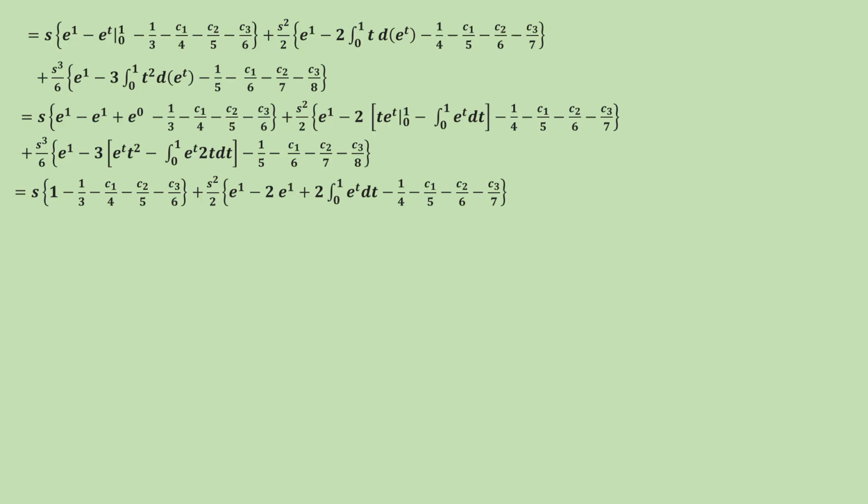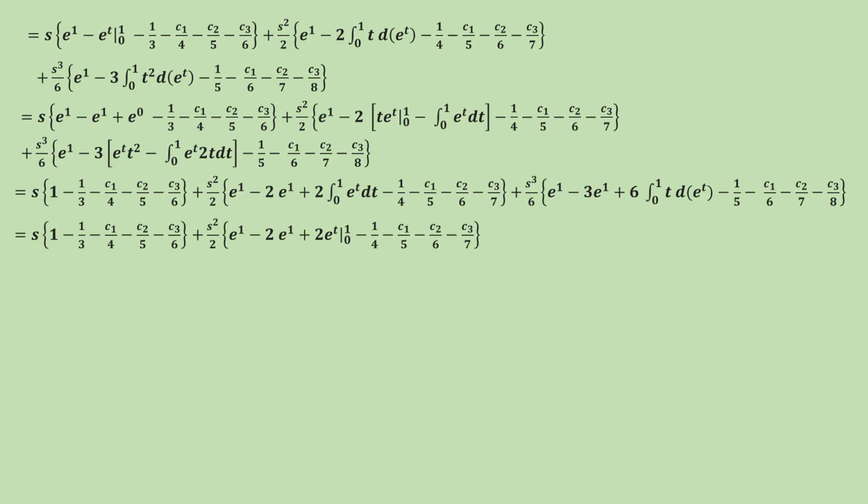So that is equal to s into 1 minus 1 by 3 minus c1 by 4 minus c2 by 5 minus c3 by 6 plus s square by 2 into e power 1 minus 2 e power 1 plus 2 into integral 0 to 1 e power t dt minus 1 by 4 minus c1 by 5 minus c2 by 6 minus c3 by 7 plus s cube by 6 into e power 1 minus 3 e power 1 plus 6 into integral 0 to 1 t, derivative of e power t, minus 1 by 5 minus c1 by 6 minus c2 by 7 minus c3 by 8.